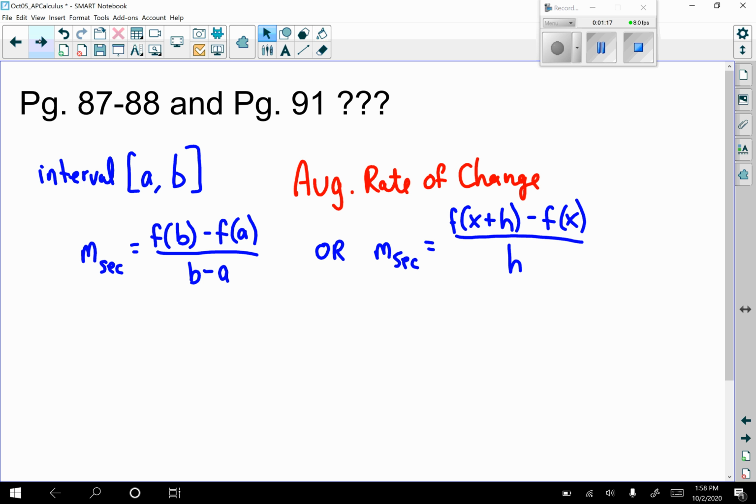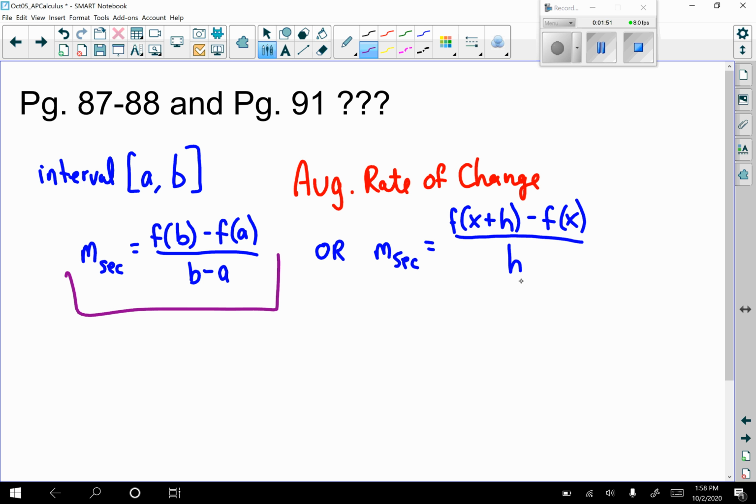All right, so I just wanted to address pages 87 and 88, I believe it was, where you had to find the average rate of change over an interval. When we're given an interval, it's just easier to use this formula rather than looking at it as x plus h and then x. But if we're just looking for the average rate of change generally, or at just one certain x value, then we can use the difference quotient here of f of x plus h minus f of x over h. So please let me know what questions you have over these pages.